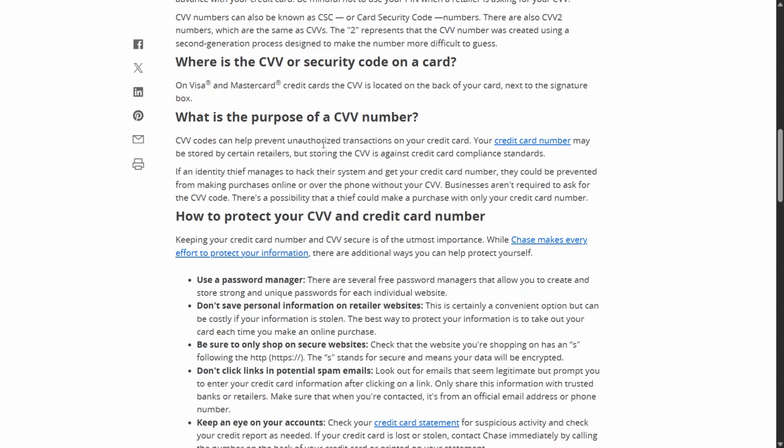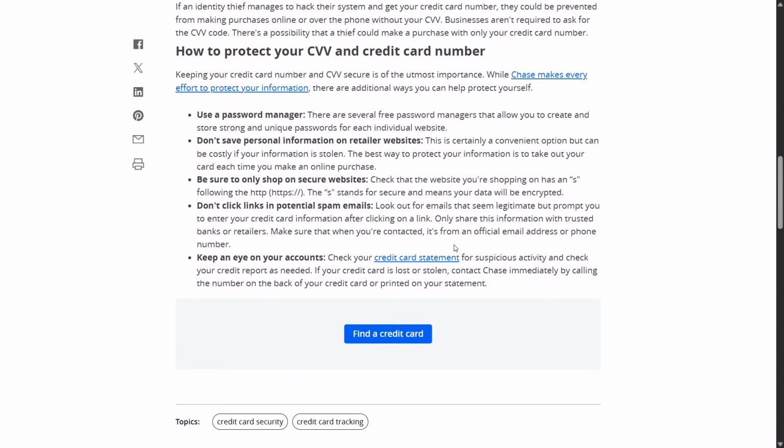Keep in mind that the CVV is different from your PIN. Your PIN is used for ATM transactions and certain in-person purchases, while the CVV is used as an additional security measure for card-not-present transactions. To help keep your account secure, never share your CVV with anyone you do not trust.